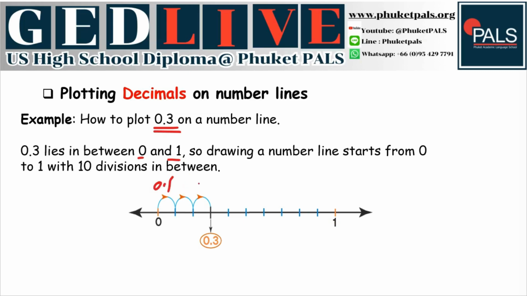So you will be adding 0.1 each time. The second time you will add 0.1 again, so it will become 0.2. Then 0.3, 0.4, like that. So now you can easily plot 0.3.